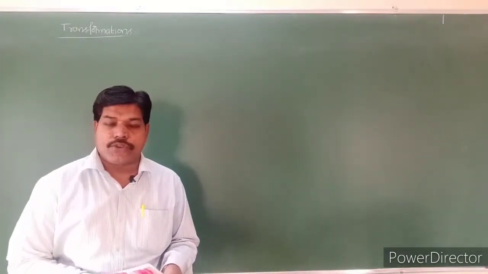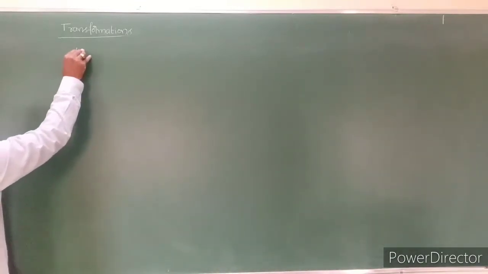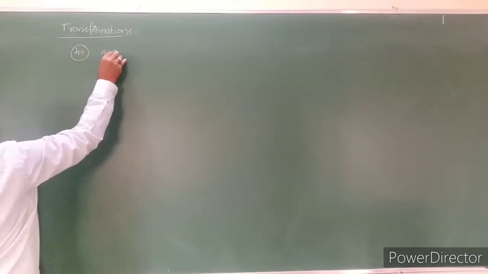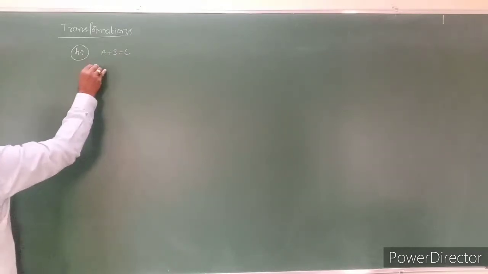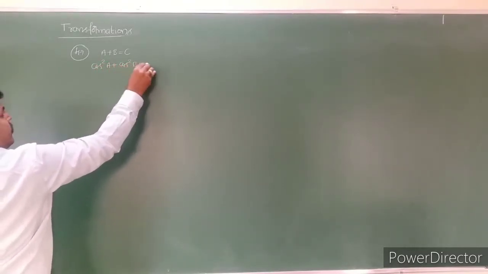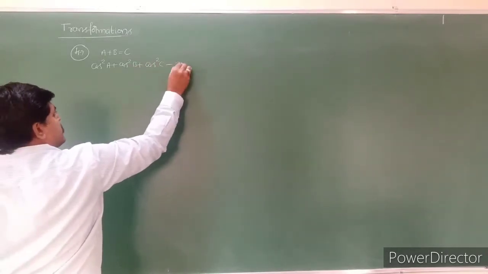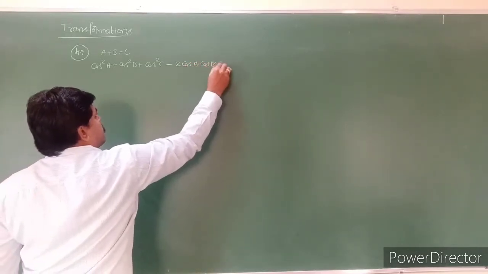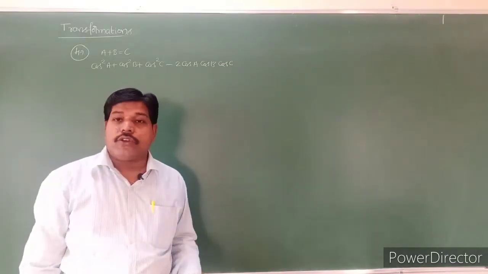So see the next question, students. Question number 47. What is question number 47? A plus B is equal to C. Then they are asking cos square A plus cos square B plus cos square C is equal to minus 2 cos A cos B cos C. They are giving options 1, 2, 0 and 4.